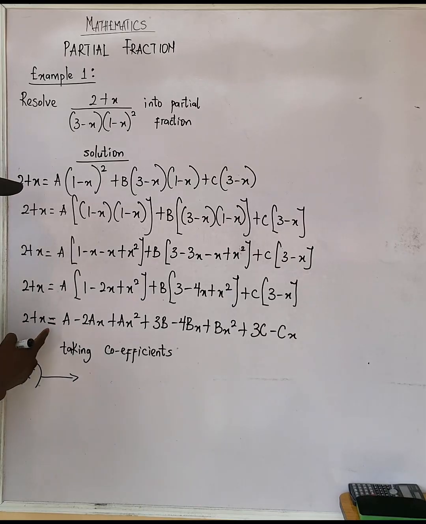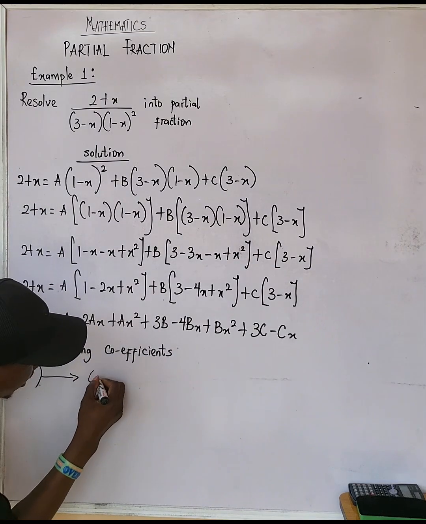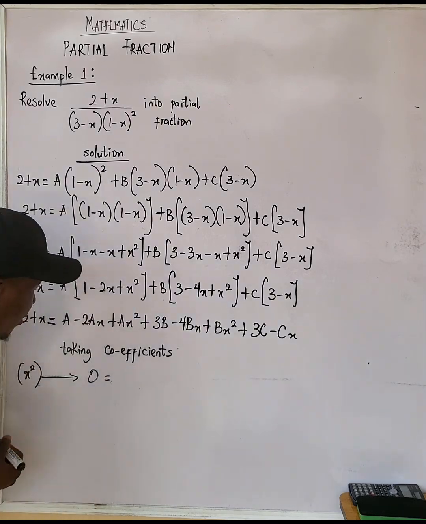So now on the left hand side, I have 2 plus x. On the left hand side, what is the coefficient of x square? Do I have x square? No, I don't have x square. So what will be the coefficient? The coefficient will be 0 because there is no x square on the left hand side, right?